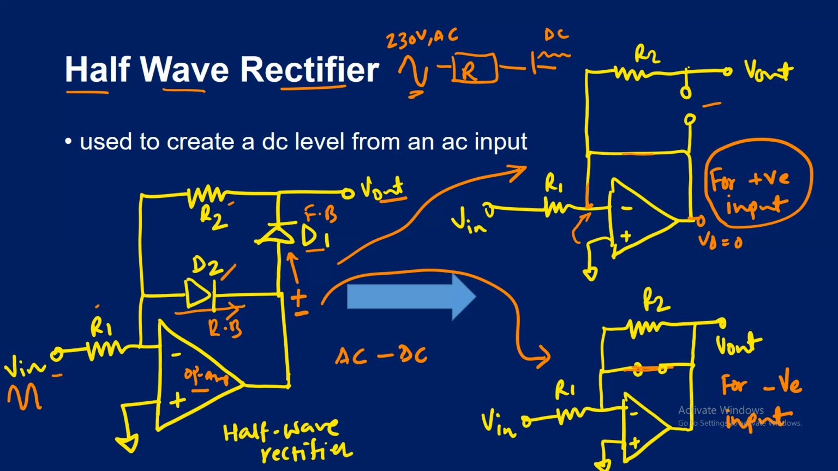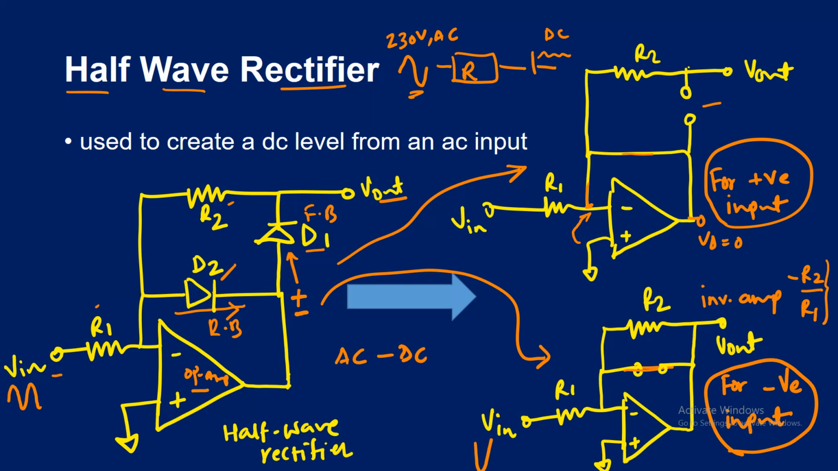So you see that it is a special case of an inverting amplifier, with a gain set by minus R2 over R1. So the input, which is let's say the negative cycle of the AC input, gets inverted with a gain set by the ratio of the two resistors R1 and R2. So this is the case for the negative values of the input.